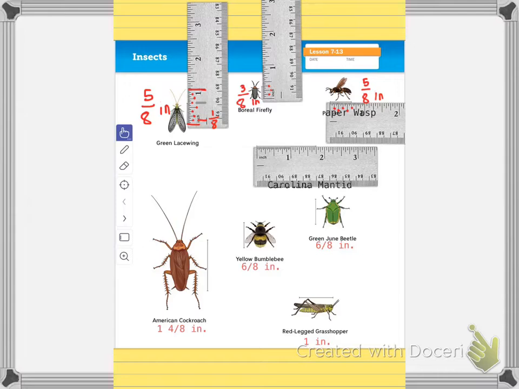Let's do one more together. The Carolina mantid. Now, if you notice, this one is over 1 inch. Here's 1 inch. So now we're going to be using these ones as our smallest ones. Those ones are going to be 1/8. So the first dot would be 1 and 1/8. So we would write that as 1 and 1/8. So you figure out how far that line goes to. Why don't you pause the video real quick and see if you can figure out how far that one goes to.